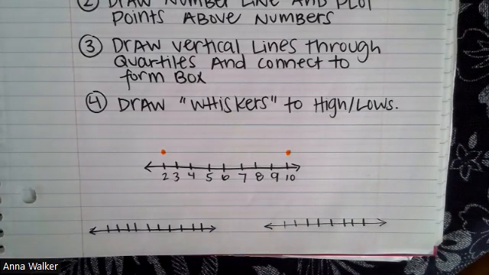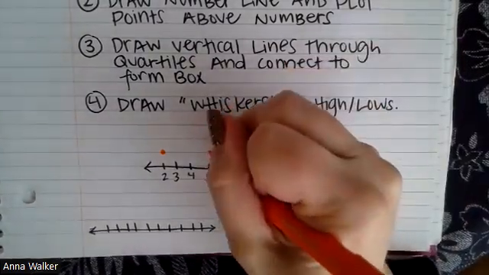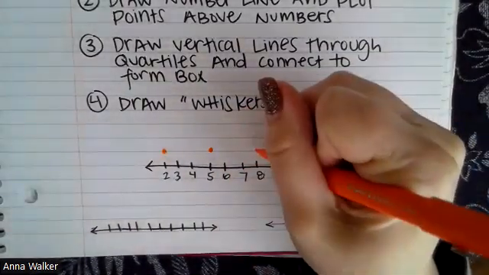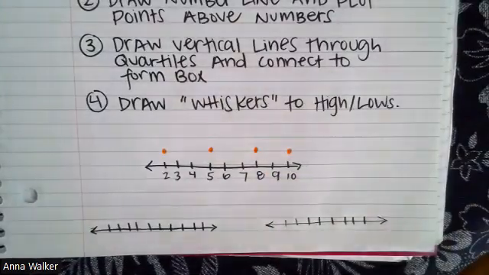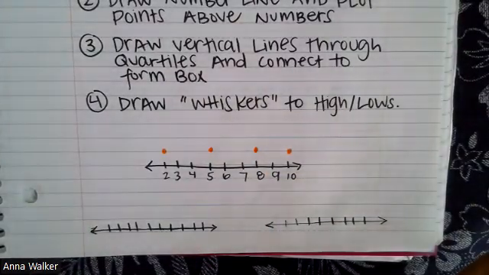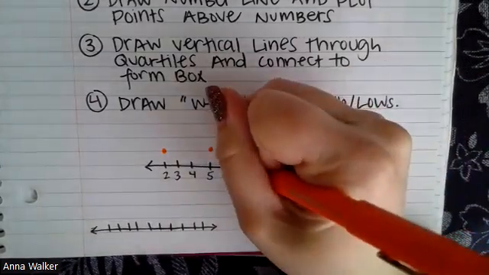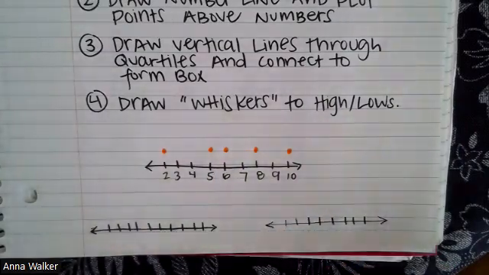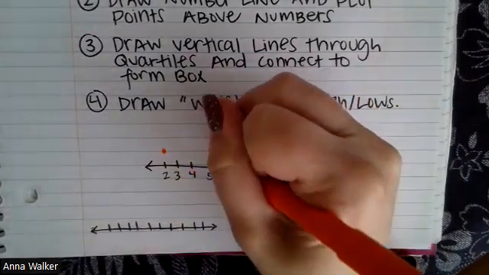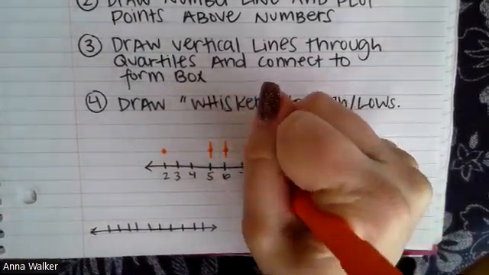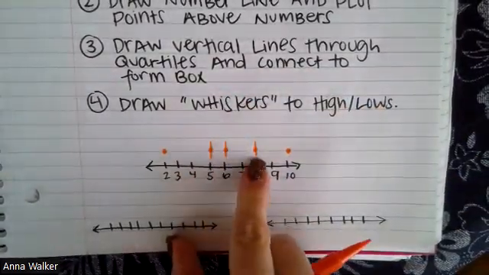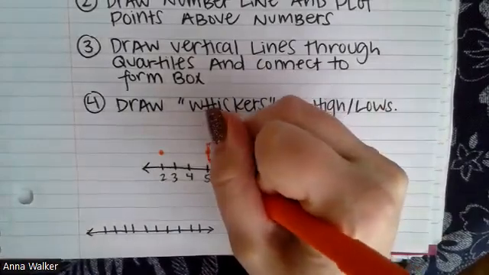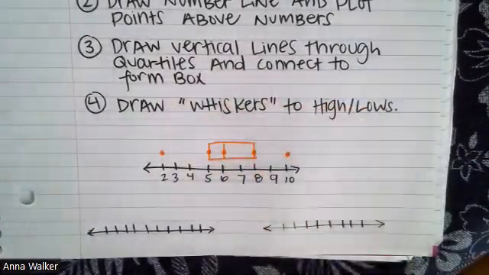And then let's say my first quartile is 5. My third quartile, let's say, is 8. And then let's say my second quartile or my median is 6. So you'll notice I have all 5 values plotted on the number line above the number. So to create the box, I'm just going to draw kind of a short vertical line through all of my quartiles. So my first, my second, and my third. And then I'm going to connect the top part of the line and the bottom part of the lines and create a box.